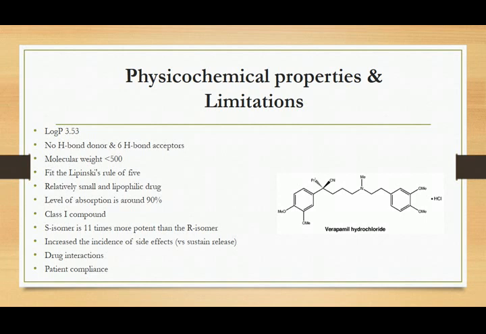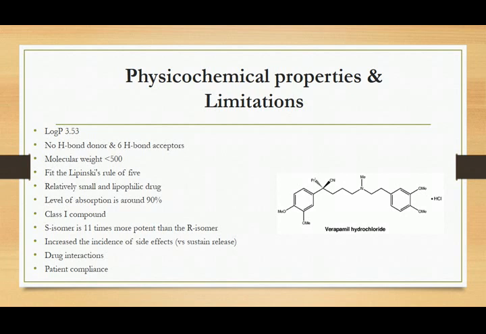Thus, verapamil can go across the small intestine by passive diffusion readily, even though the active transportation is limited by PGP. Overall, the level of absorption is around 90%. Nevertheless, if administered with a PGP inhibitor, the level of absorption of verapamil may be further improved.